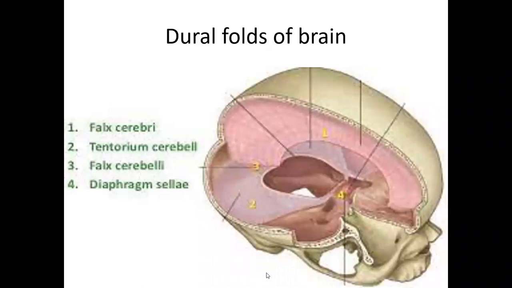Today, I am going to tell about dural folds and corpus callosum of the brain. So, dural folds help in supporting and protecting the brain. It has four parts mainly: falx cerebri, tentorium cerebelli, falx cerebelli, and diaphragma sellae.